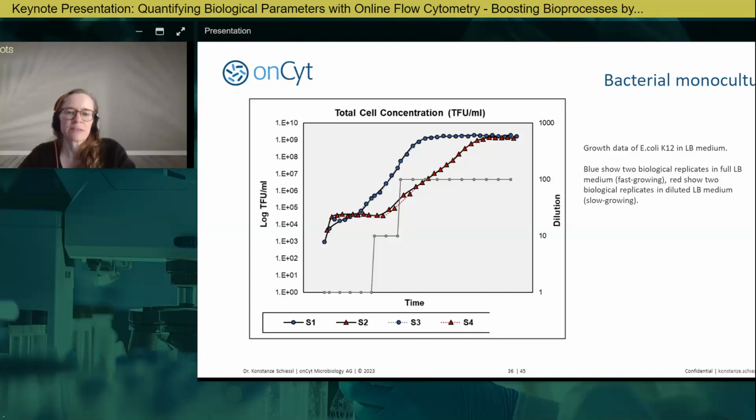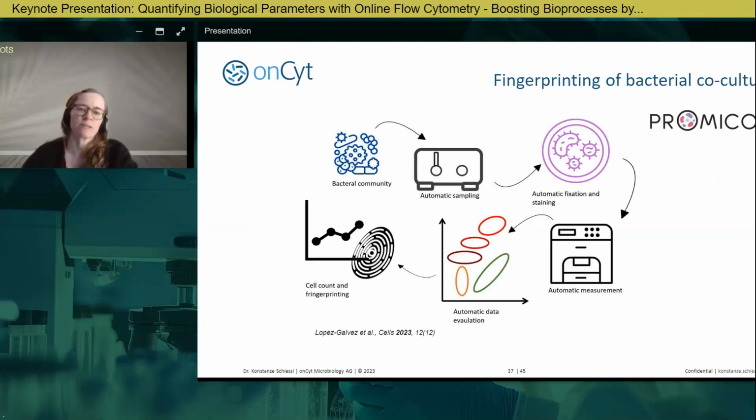So you can imagine you have a bioprocess, you want to understand how fast your microbes grow, and maybe you want to look at a design of experiments where you play with different types of media or different concentrations of nutrients, and you want to understand what effect this has on your process. So this is where this method can be super helpful.